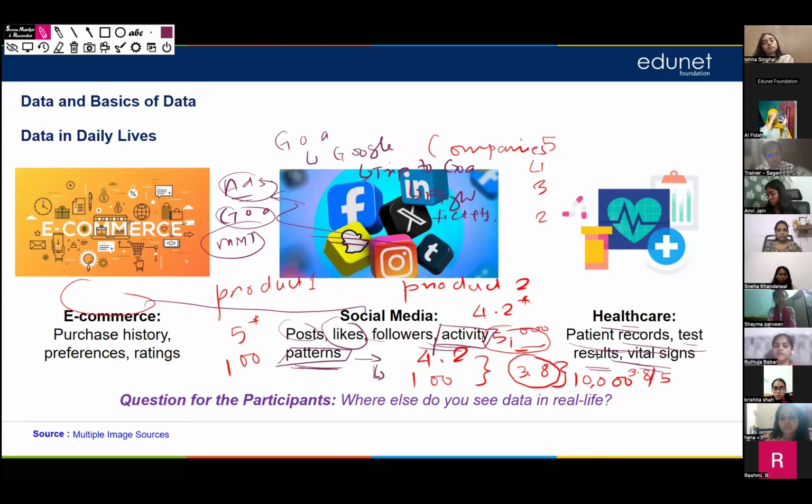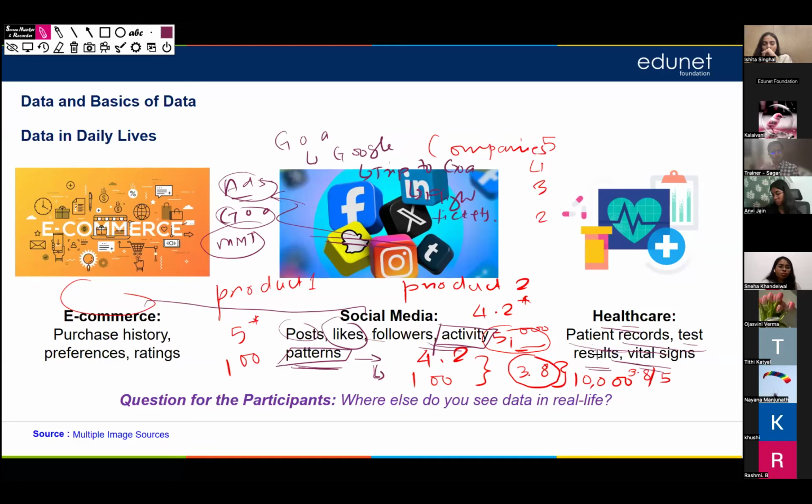But till that time, were the examples clear? Were the concepts clear? Any doubts, anyone? Perfect, right? Except these three fields, right? E-commerce, social media, healthcare, and tourism, because we have discussed that.